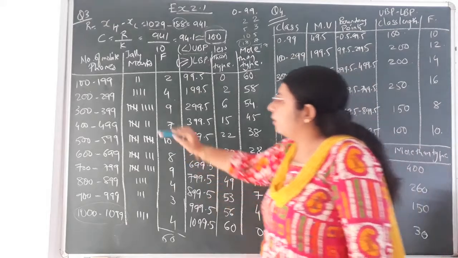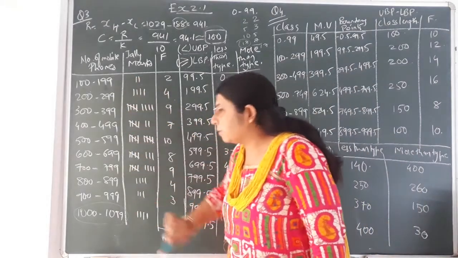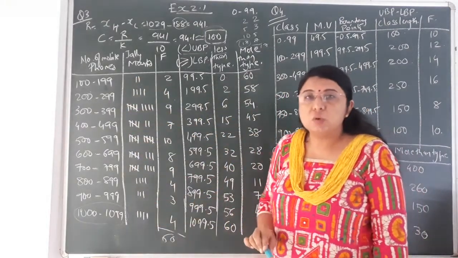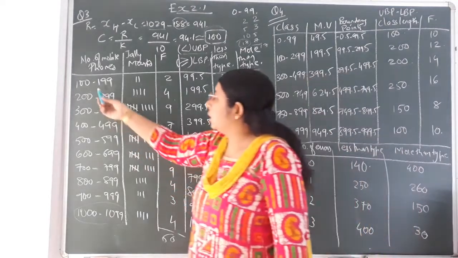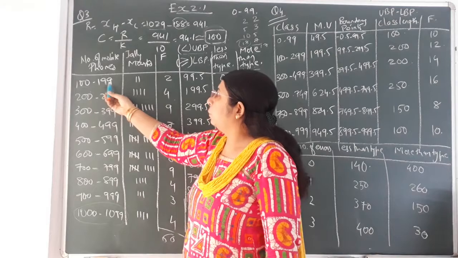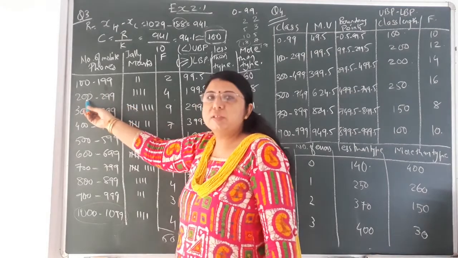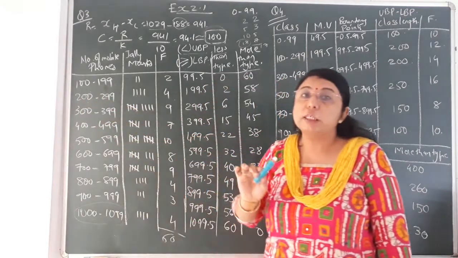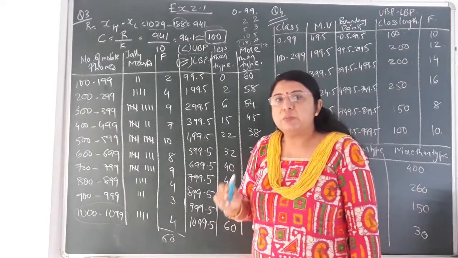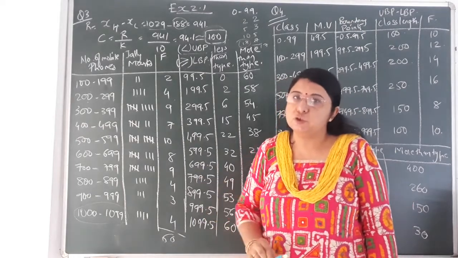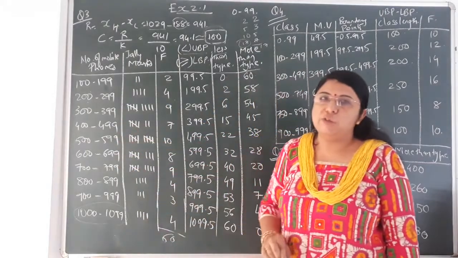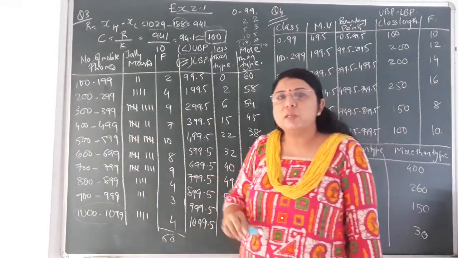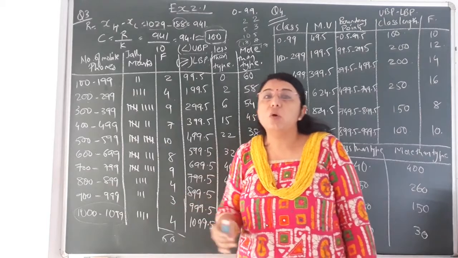Now students, whatever the data that we have found, the classes are inclusive or exclusive? That is an inclusive frequency distribution, because you can see the upper limit of the first class and the lower limit of the subsequent class are not equal. If they are not equal, it means it is an inclusive frequency distribution. So we have to convert this data into exclusive frequency distribution. We already discussed how to convert inclusive into exclusive.